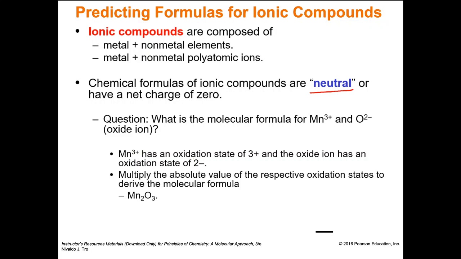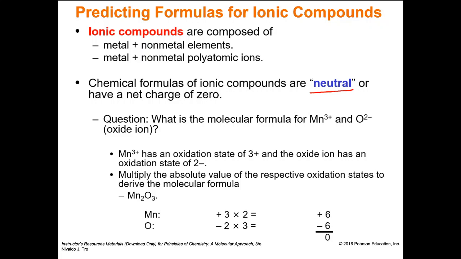So remember this, that's what we're talking about. That's one way of predicting an ionic formula. This is assuming that you know the charges of everything. Things like transition metals can have more than one charge, so it might not always be so easy to predict their molecular or chemical formula.